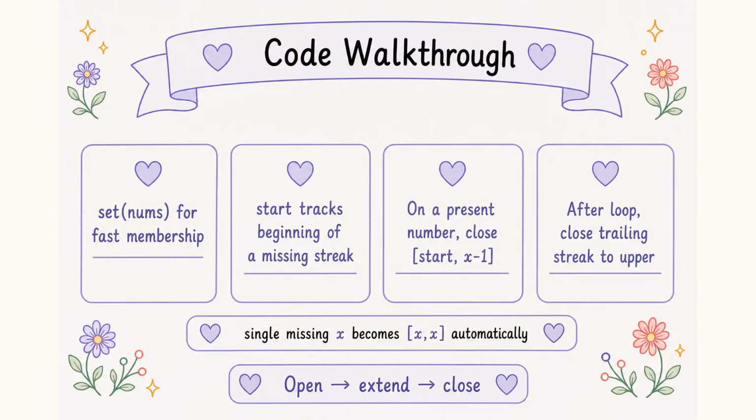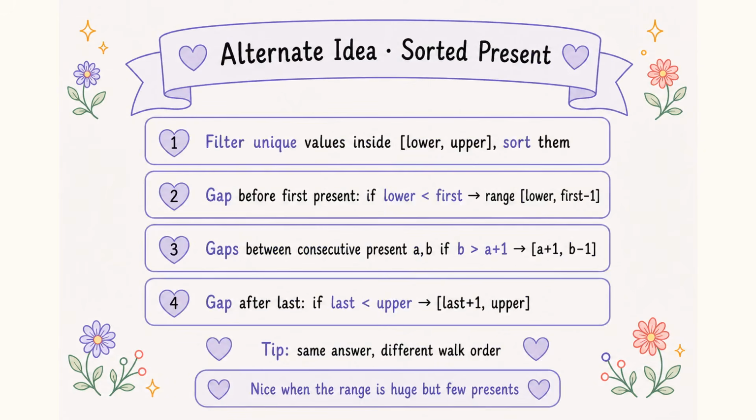Code walkthrough. The set gives fast membership tests. The variable start tracks the beginning of a missing streak. On a present number, we close start to x minus 1. After the loop, we close any trailing streak to upper. A single missing x naturally becomes x to x. Pattern: open, extend, close.